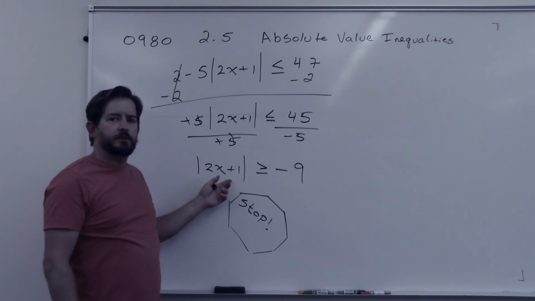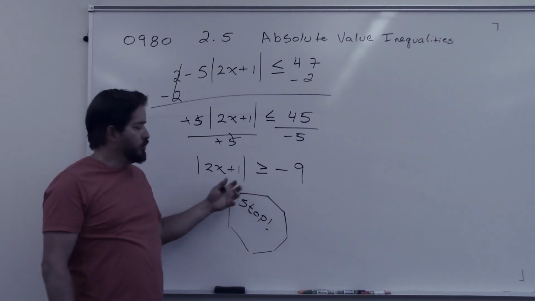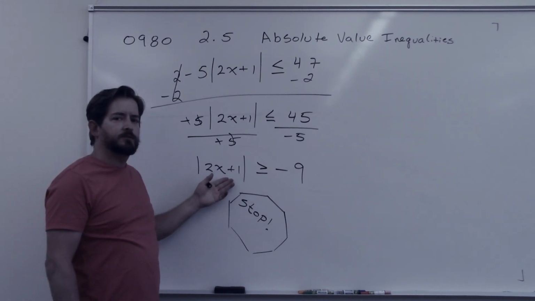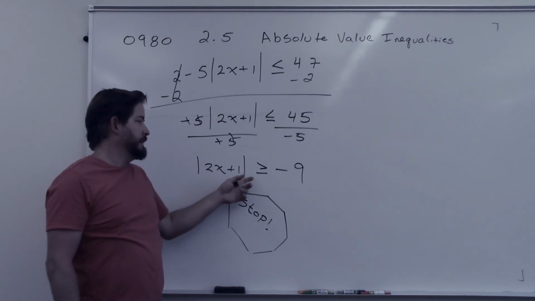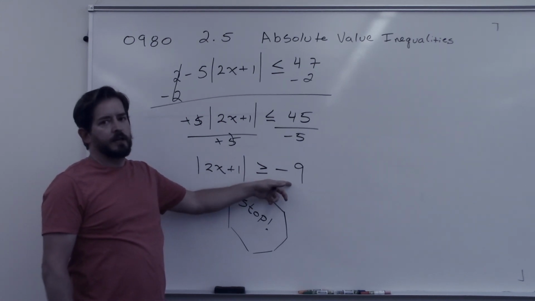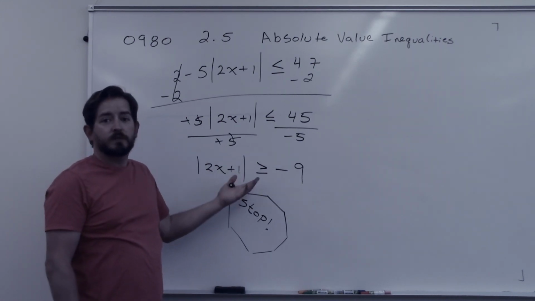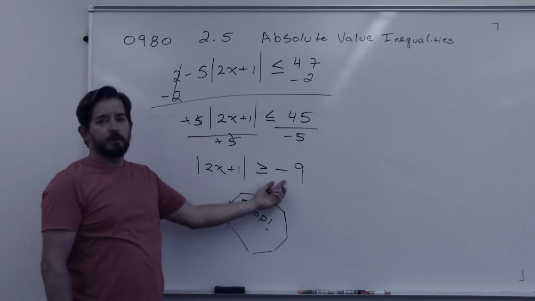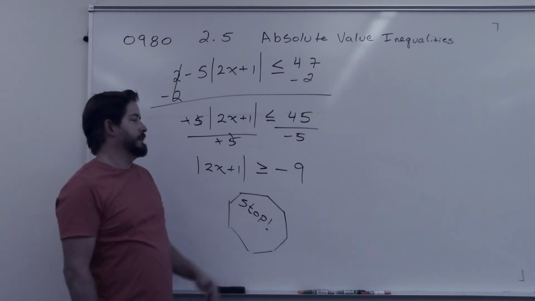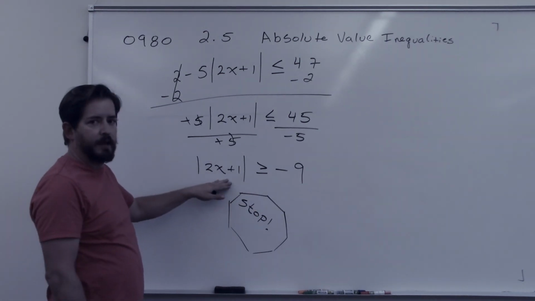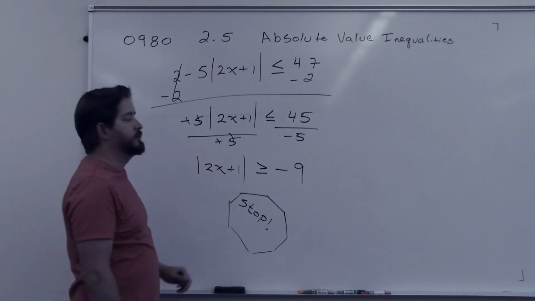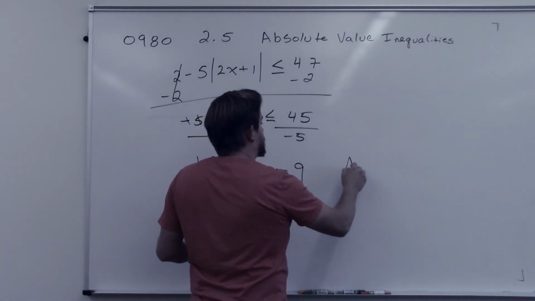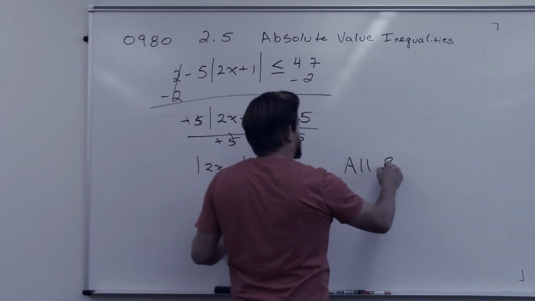Well, which numbers are those? All of them. No matter what I get out of 2x plus 1, that number has a magnitude definitely greater than negative 9. Even if it's 0. That's the worst case scenario, is I could get a 0 in here. It's definitely still greater than or equal to negative 9. And so anything will work. It doesn't matter. I don't have to solve this any further. This is all real numbers will work.